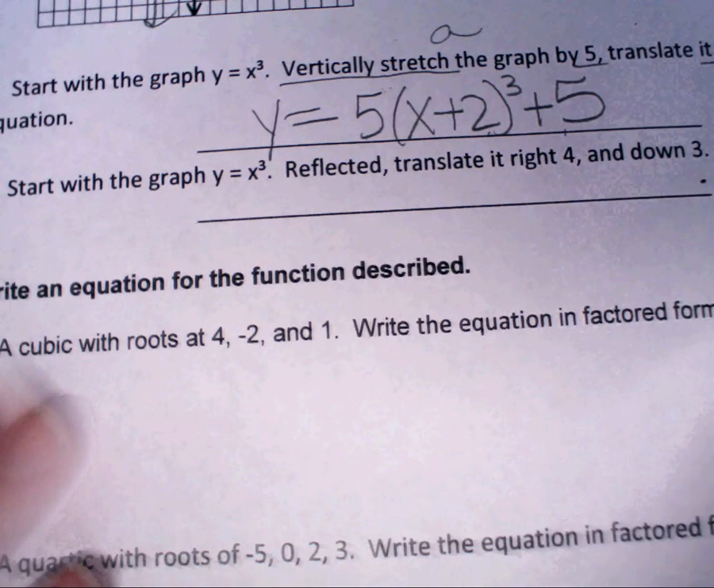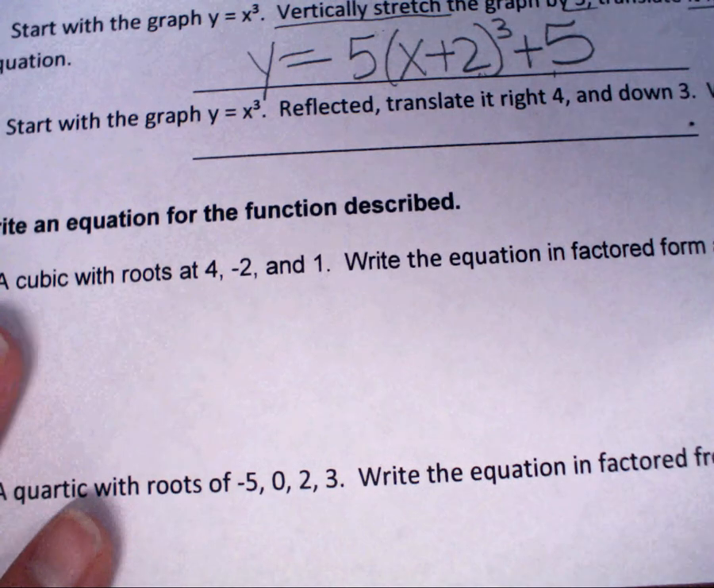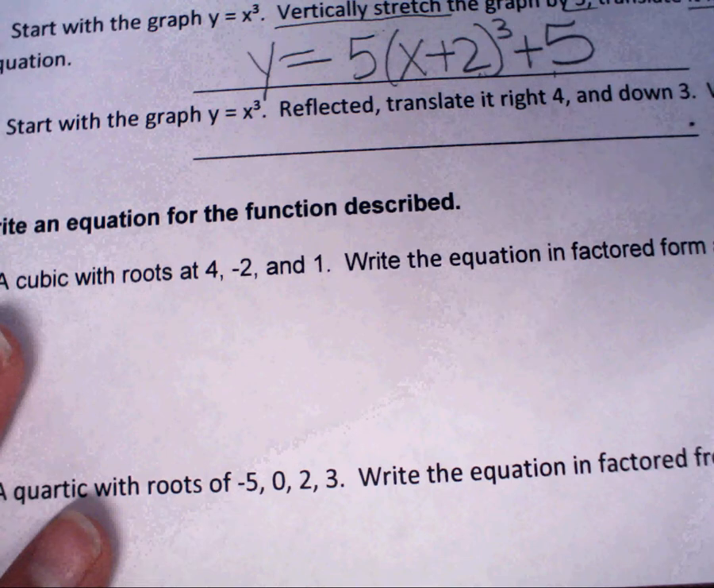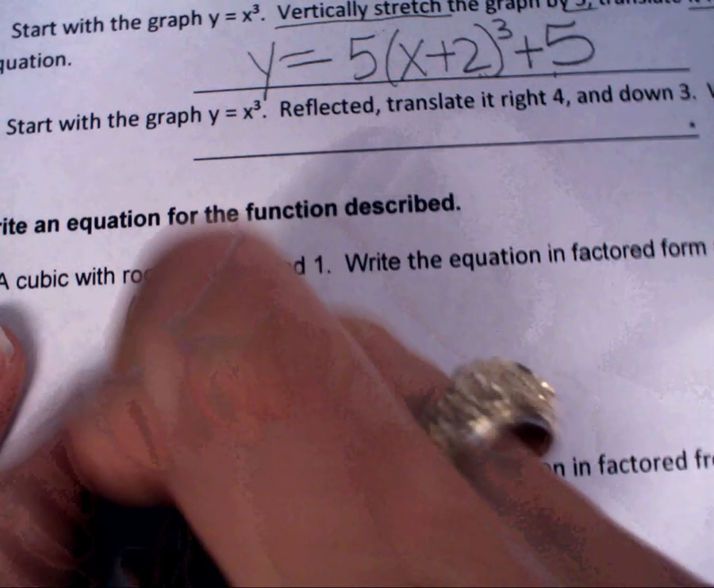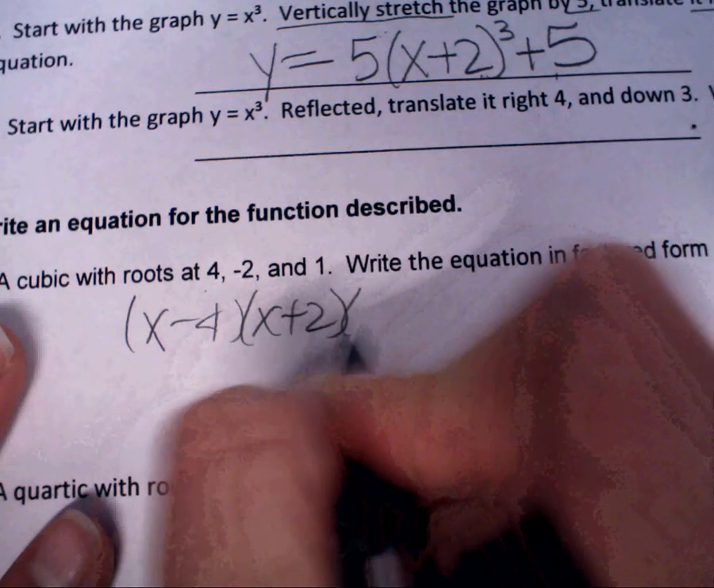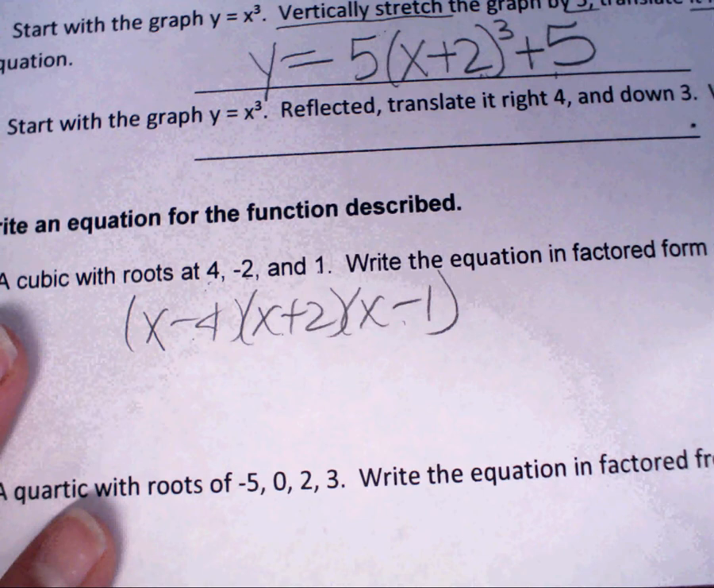So number 7 and 8 is what we learned on Tuesday. And so what we want to do is put these in factored equation. That's the one with the parentheses. So this one, it always goes in opposite, x minus 4, x plus 2, and x minus 1. So opposite signs for each of them when we're given.